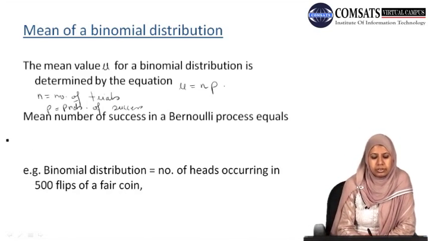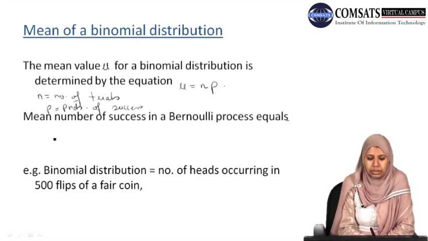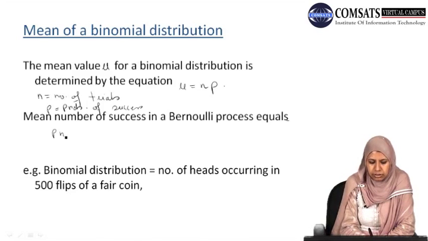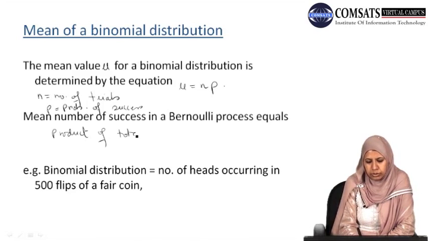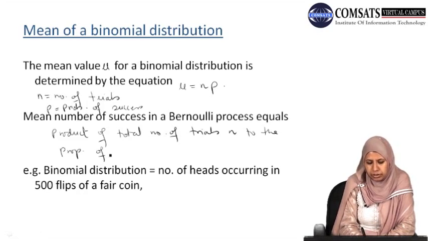So the mean number of successes in a Bernoulli process equals the product of the total number of trials n and the probability of success p.